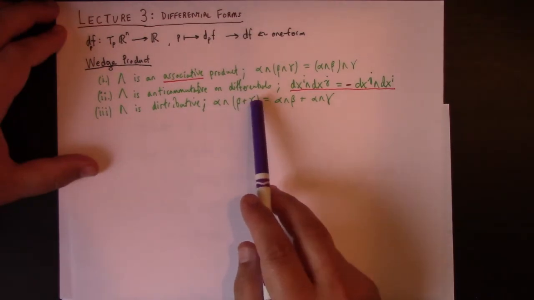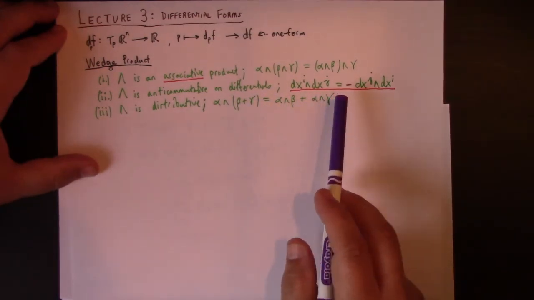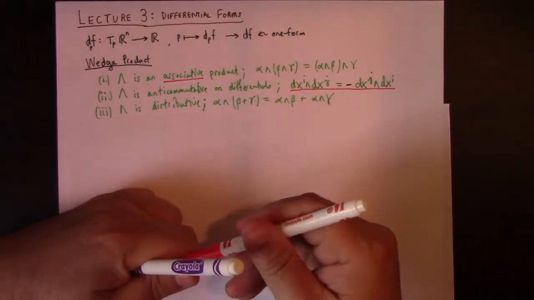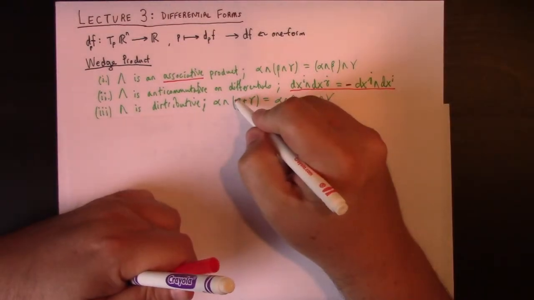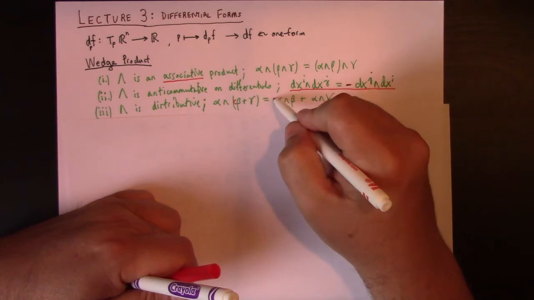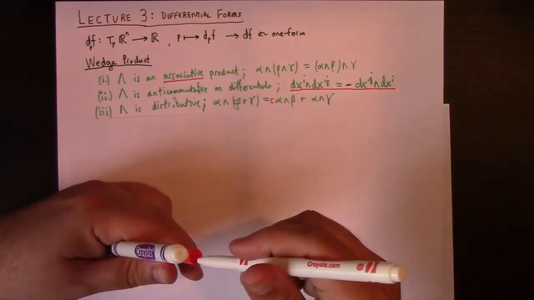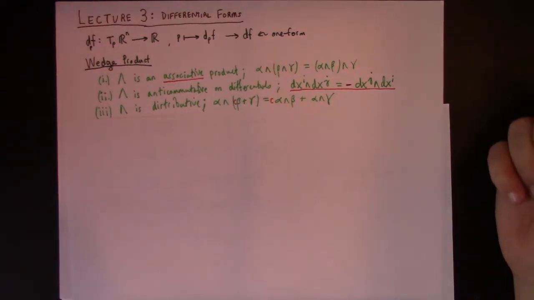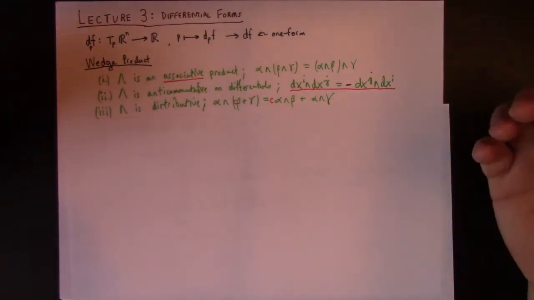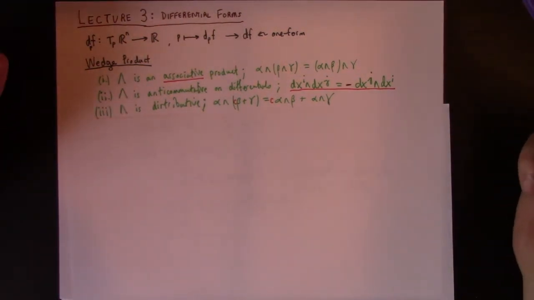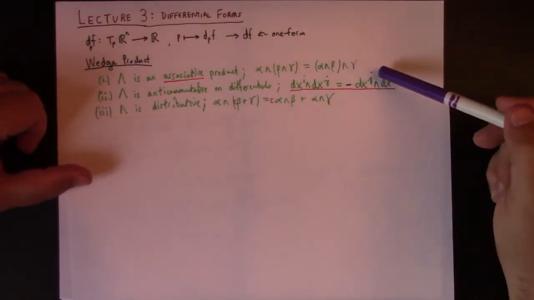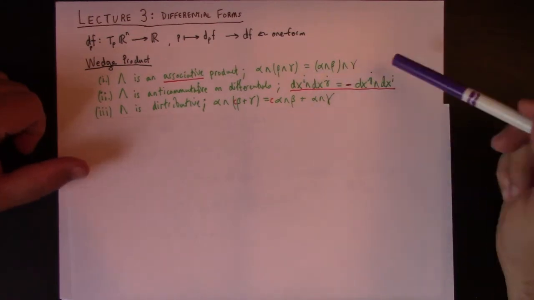So alpha wedge beta plus gamma is alpha wedge beta plus alpha wedge gamma. If there's a constant somewhere, like say here, I could pull it out like that. It's also that. So in other words, the wedge product behaves like usual multiplication, with one little exception, the minus when you swap the differentials.